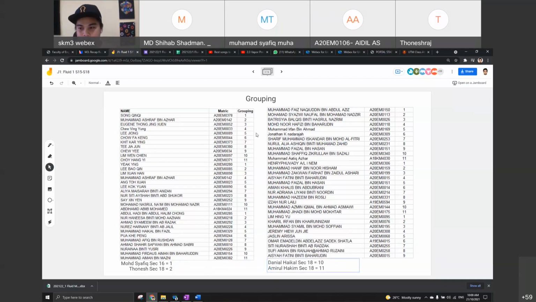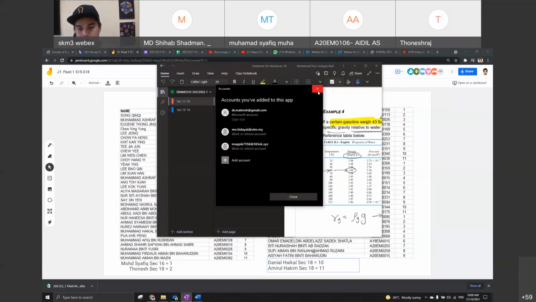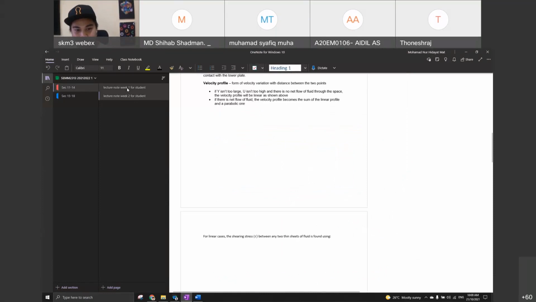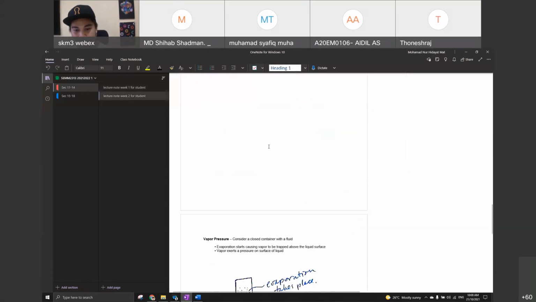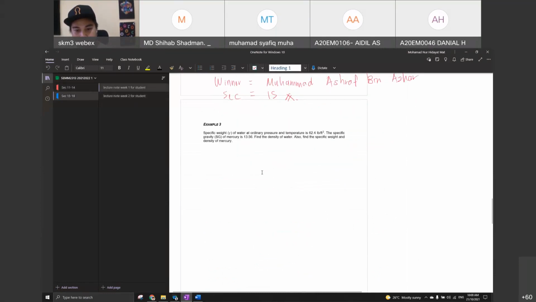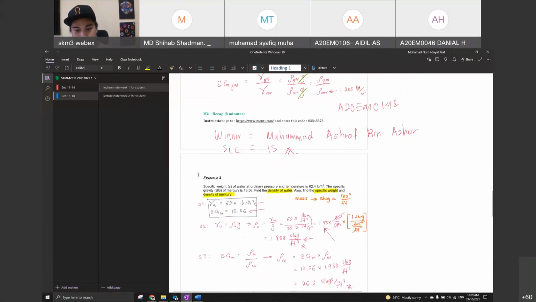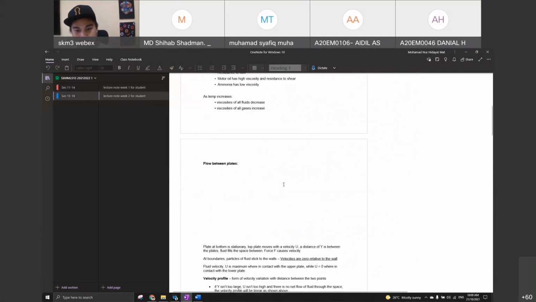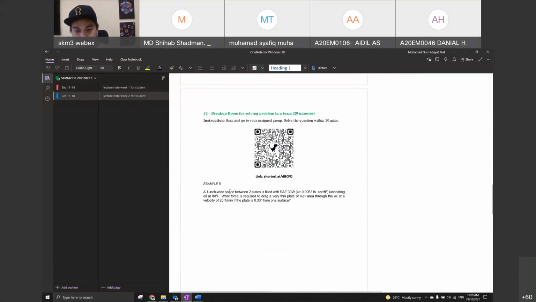Alright, now this is the instruction. Doctor, I am Nazrin. Okay, Nazrin, you go to group 5. Okay, this is the instruction.